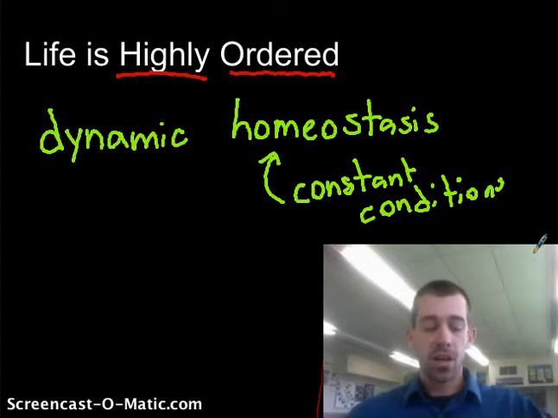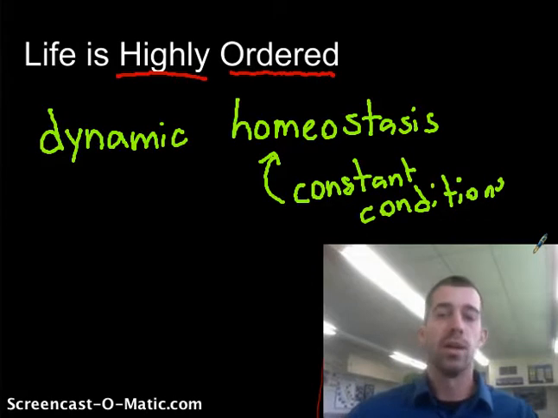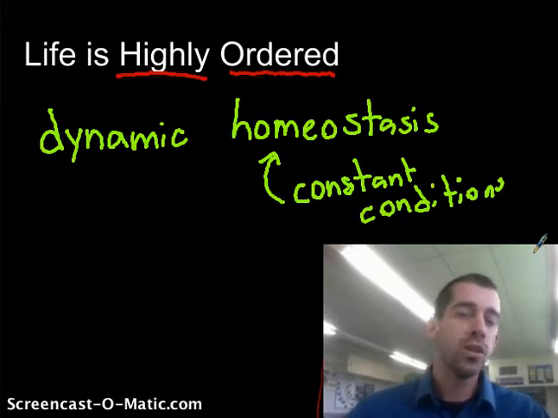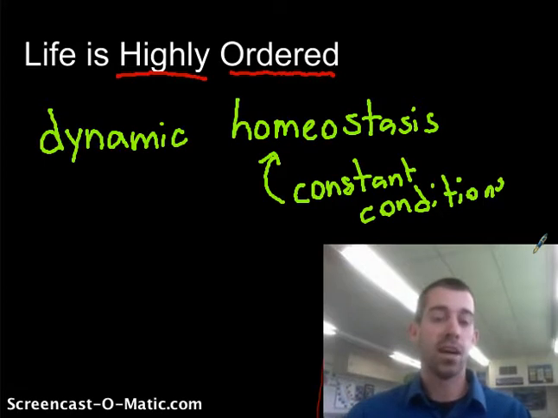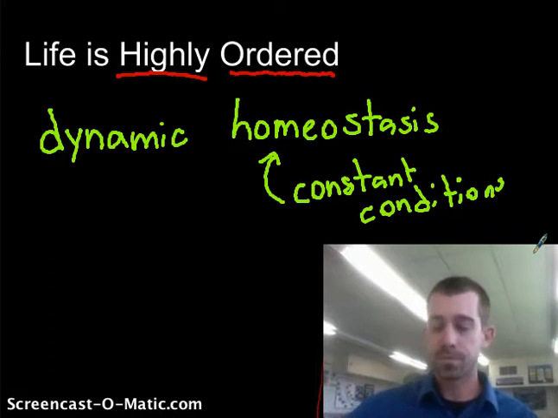And if the environment of your cells changes just a little bit, if you get a few degrees warmer or a few degrees colder, that usually signals death because your cells cannot survive outside that very carefully controlled environment that we call homeostasis.